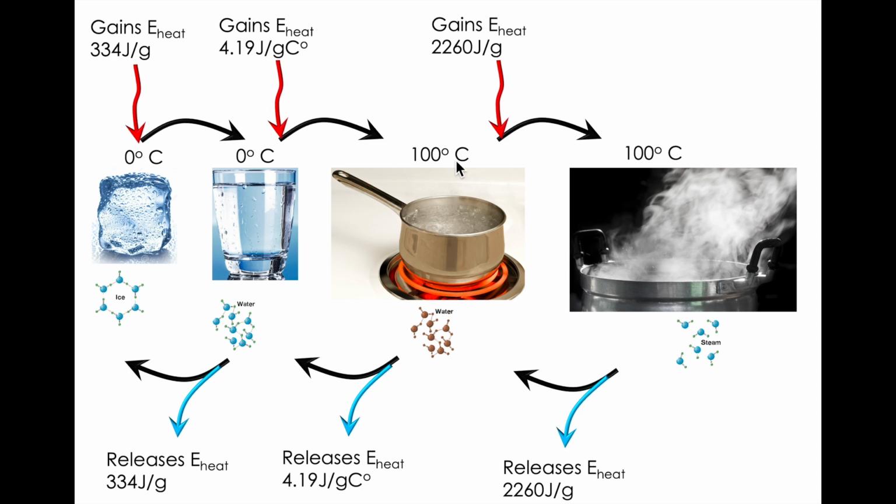So once you get up to 100 degrees Celsius and you keep adding heat energy to it, now there's a big jump of energy. It takes 2,260 joules of energy for every 1 gram of water to go from a liquid phase into a gaseous phase. So there is no change in temperature, just a change of phase. And this is one reason why it takes water a really long time to start boiling, because this last process right here takes even more energy in comparison to the other ones.